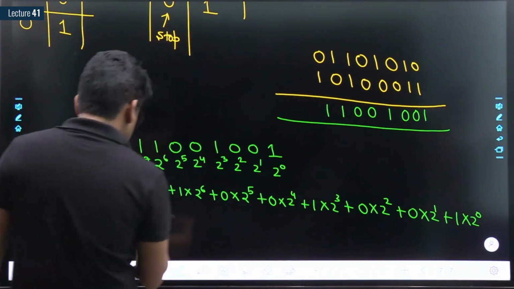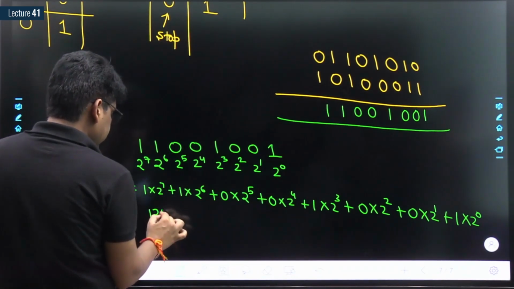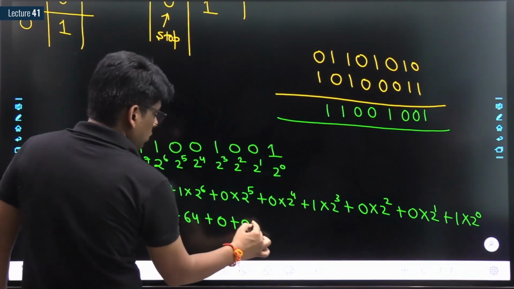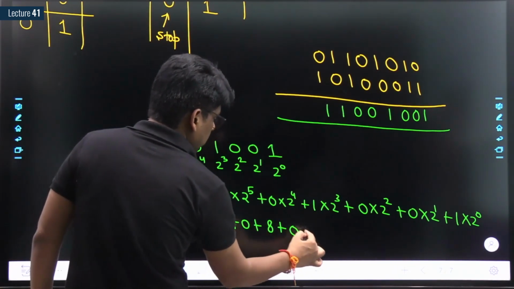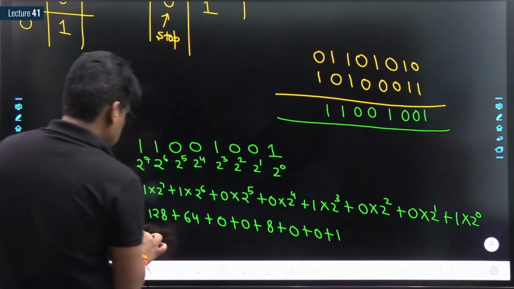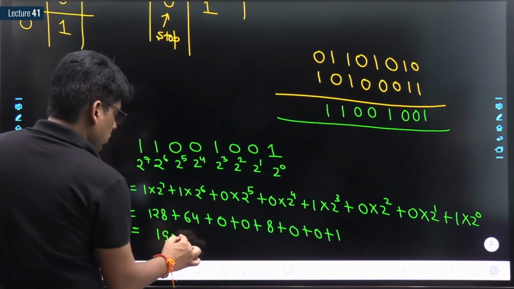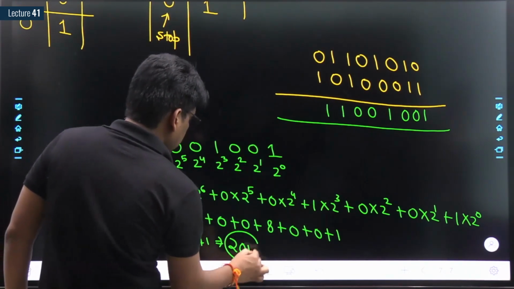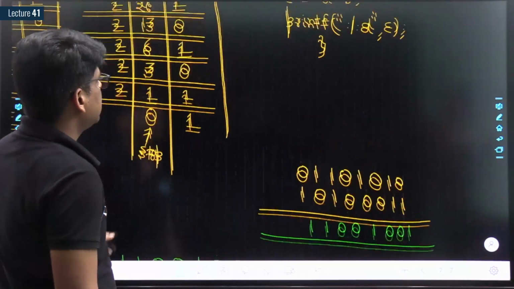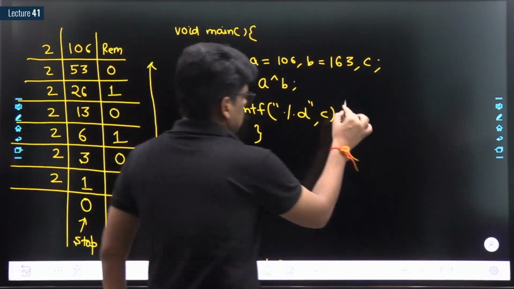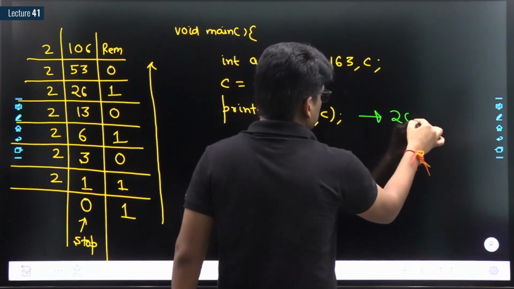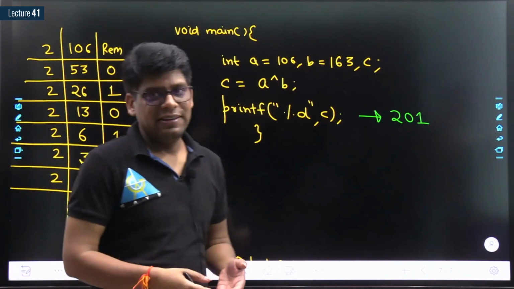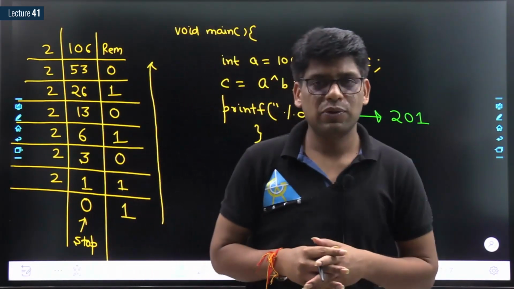Sir, what is the result? 128 plus 64 plus 0 plus 0 plus 8 plus 0 plus 0 plus 1. So what is the result? 192 plus 8 plus 1. I hope the answer is 201. So this is the value that gets stored inside C. So what is the output of this? Sir, the answer is 201. And I am assuming that all the calculation done by me is correct. No silly mistake.